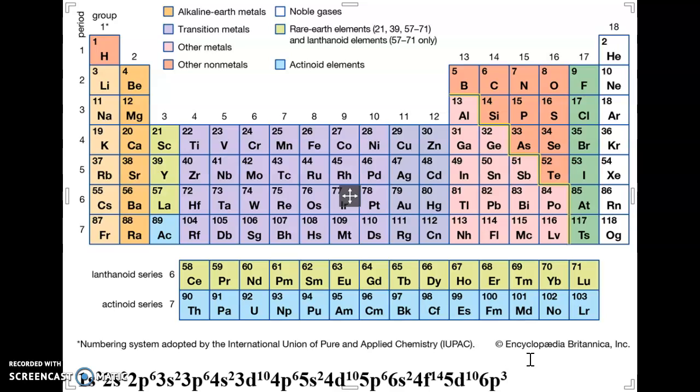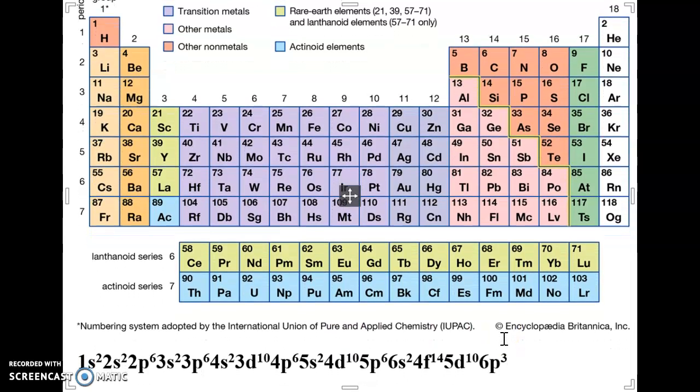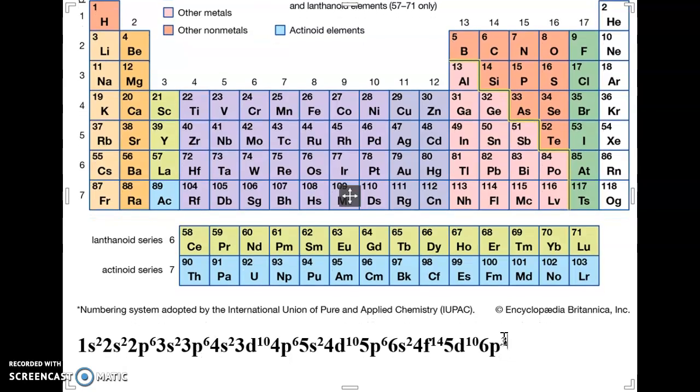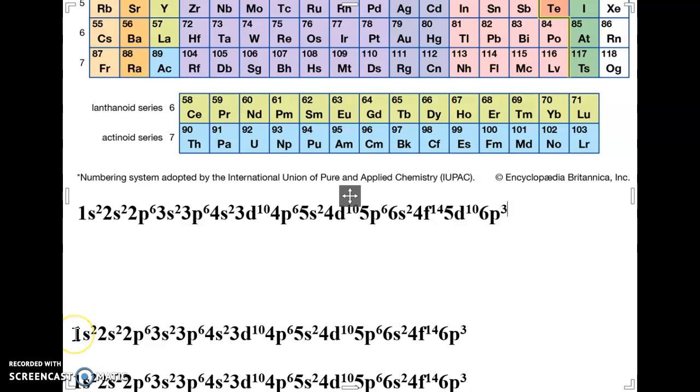All right, so 2 more methods of showing the electron configurations. And these are just different ways of showing the same information. The first one is one that you're not going to have to use often, but is useful for one of the models that we're going to be doing. And it's called the standard form.